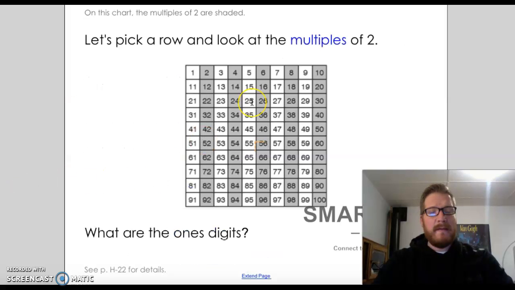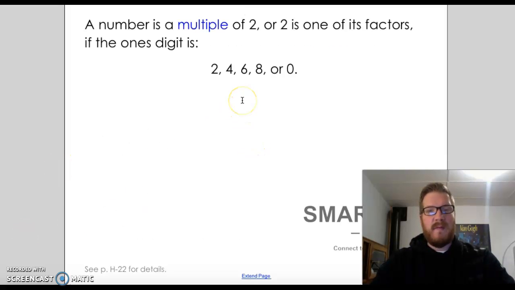Now, just real quick, multiples of 2. If the ones digit ends in a 2, 4, 6, 8, or 0, in other words, if it's an even number, those are all, without fail, going to be multiples of 2. Okay, so a number is a multiple of 2, even number, etc.